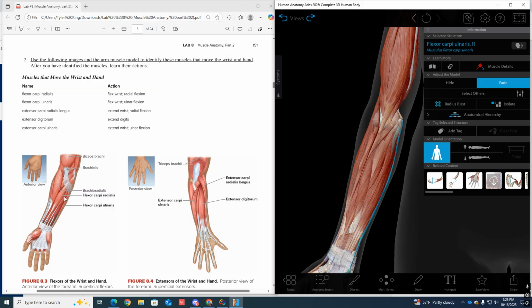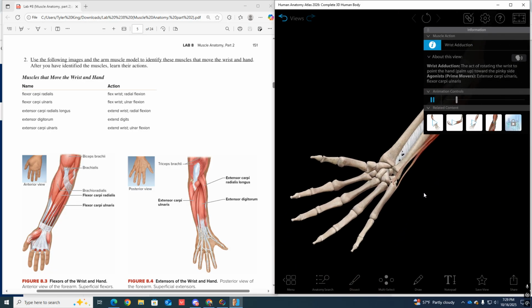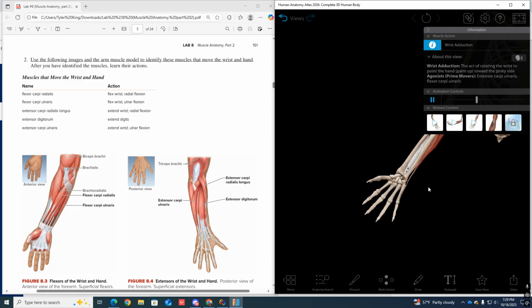You can see that very well distinguished on this view here. Flexor carpi radialis goes to the radial side. Flexor carpi ulnaris runs on the ulnar side. So we know it's going to flex the wrist, but what is wrist adduction or ulnar flexion or ulnar deviation? It is the opposite of wrist abduction and radial deviation. This time, you're bringing the pinky closer towards the midline, so it's the opposite of the wave.